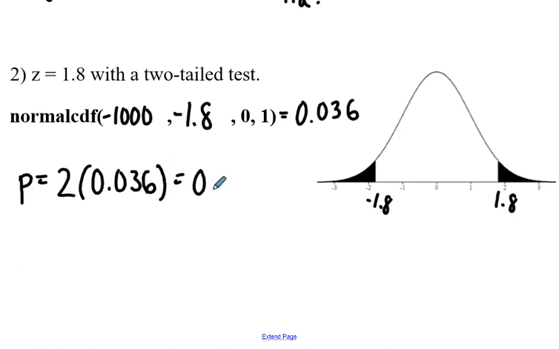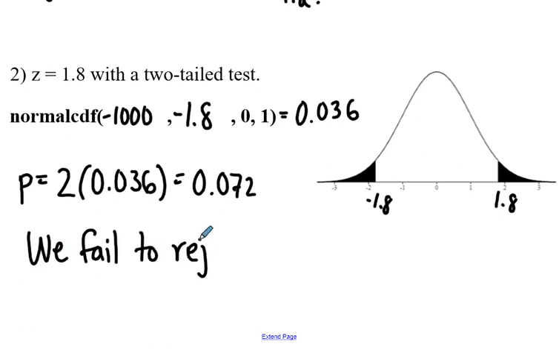I would get 0.072. That's something that occurs 7% of the time. And that is not unusual enough because our confidence level was set to be 5%. So we do not have enough evidence against the null. We fail to reject. I should just say fail to reject the null hypothesis, H0.